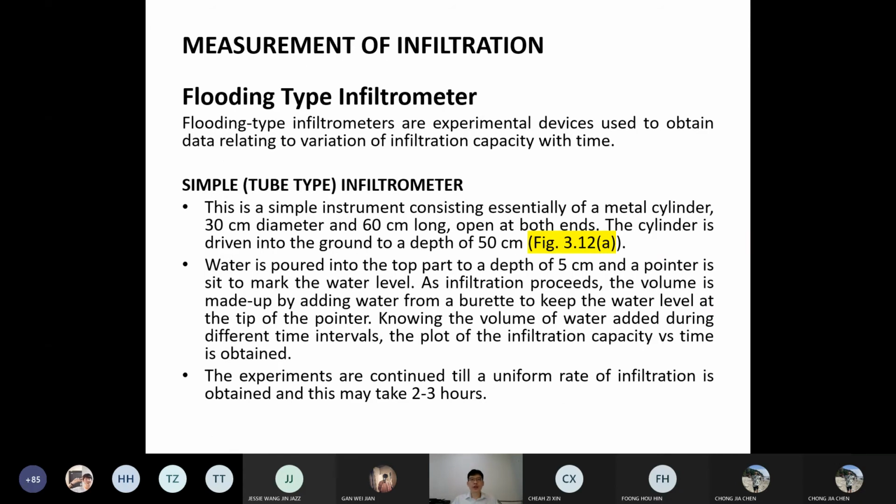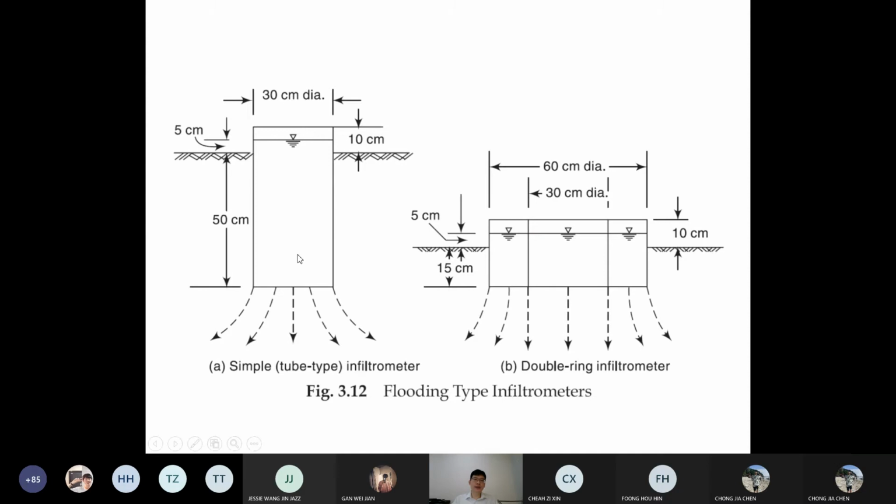For this one, we have measurements for infiltration as well. We have the simple infiltrometer, which is a metal cylinder, 30 cm in diameter, 80 cm long, and open at both ends. The cylinder is driven into the ground to a depth of 50 cm. I can show you the picture. This is the picture of the flooding, so it infiltrates.